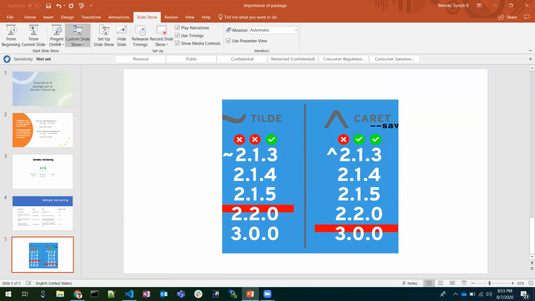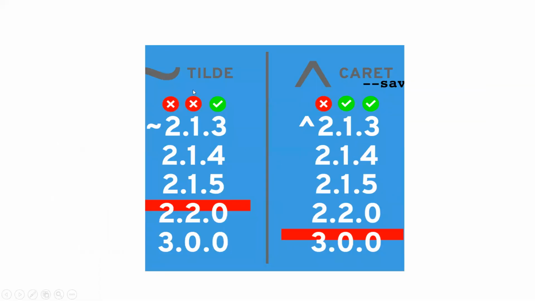Let me explain the symbols for this semantic versioning. If anyone keeps a tilde operator before the version, it means only update the last patch version. So if I keep a tilde operator and a 2.1.3 version, npm will understand that I only need to update the patch version, not the minor and the major versions. So the versions below the red mark will not be available or updated by npm. Only it would be updated till 2.1.5.